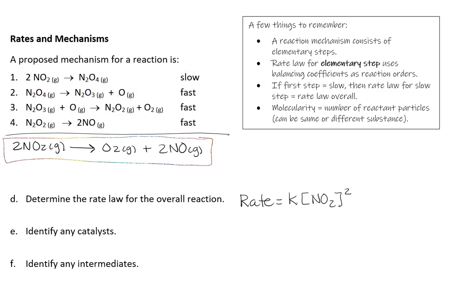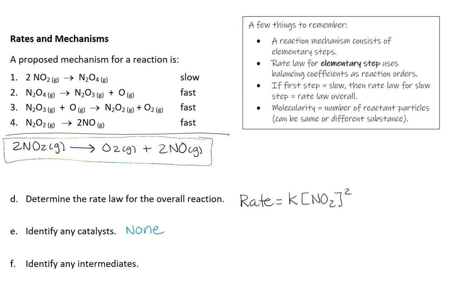To identify any catalysts, we look for a substance that appears first on the reactant side and later on the product side. And that's because a catalyst, while it assists the reaction, ultimately is not consumed, which means even if it is used a little bit in one of the earlier steps, it must be regenerated in a later step. So we look for something, again, that appears first on the reactant side and later on the product side. And as we look through all of the substances here, we don't see anything. So it turns out that for this particular reaction, there are no catalysts.